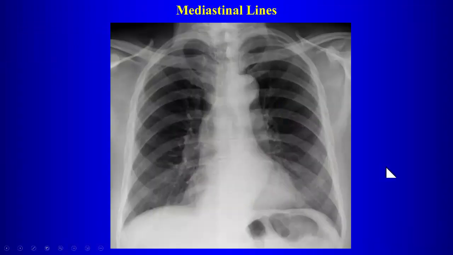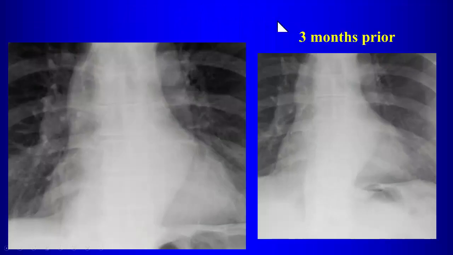The mediastinal lines, right? We've gone through the mediastinal lines. So here's 3 months prior. Here's the current chest radiograph. Any mediastinal lines bother you in this patient? Well, what is this guy? That's the aorta, right? So that's not the left paravertebral line. What is this line? No. The azygoesophageal line is more medial, right? This line is what? That's the right paravertebral line.